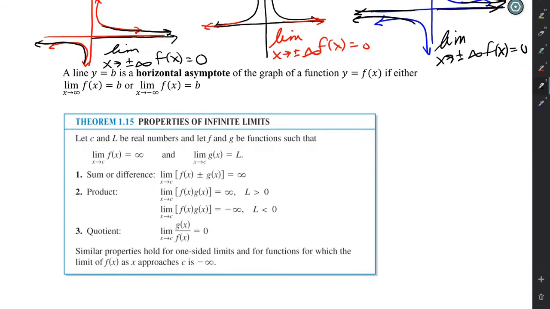A line y equals b is a horizontal asymptote of the graph of a function y equals f of x if either the limit as x approaches infinity is b or the limit as x approaches negative infinity is b. So really, this is just another way to define a horizontal asymptote.